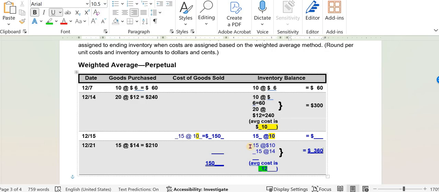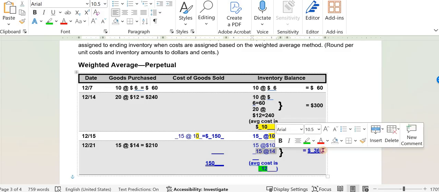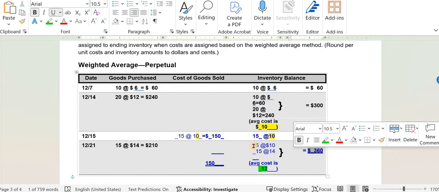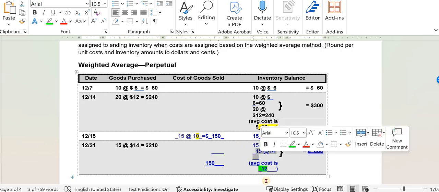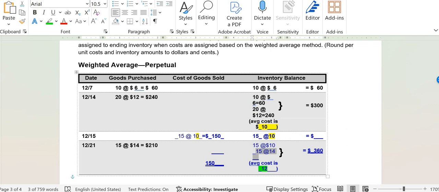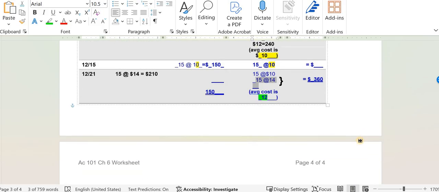How did I get 360? 15 times 10 is 150. 15 times 14 is 210. 150 plus 210 is 360. How many units do I have? 15 and 15 is 30. 360 divided by 30 is a $12 average cost. So that's 3 more sets of transactions, one with FIFO, one with LIFO, one with weighted average.